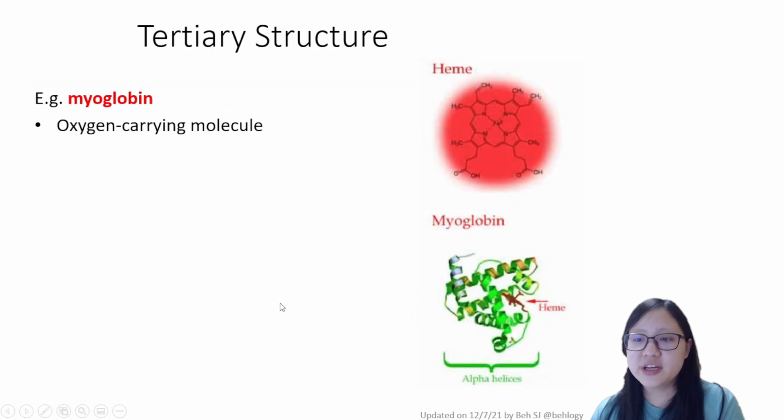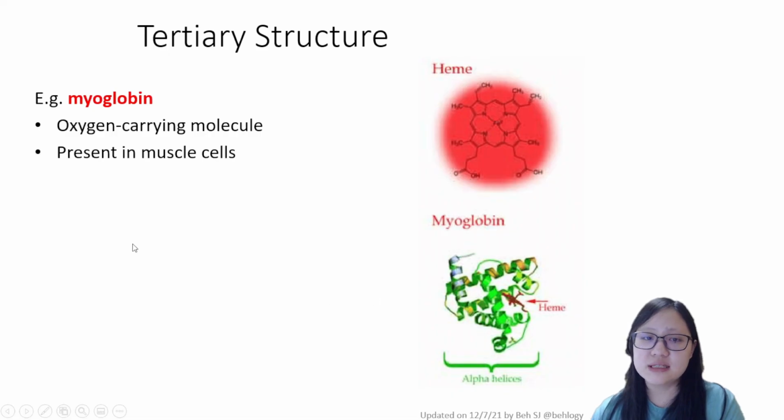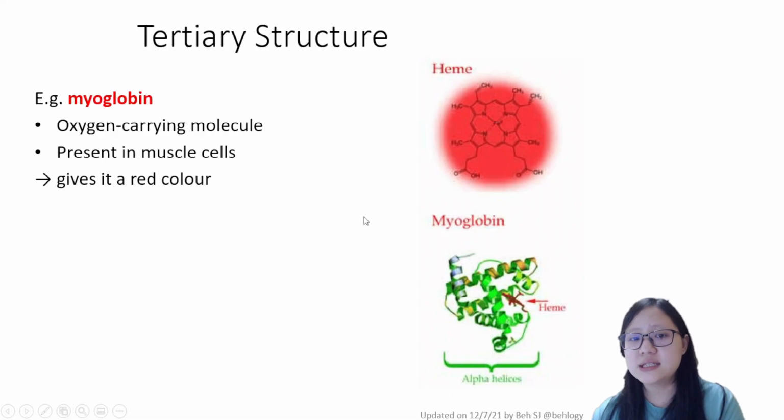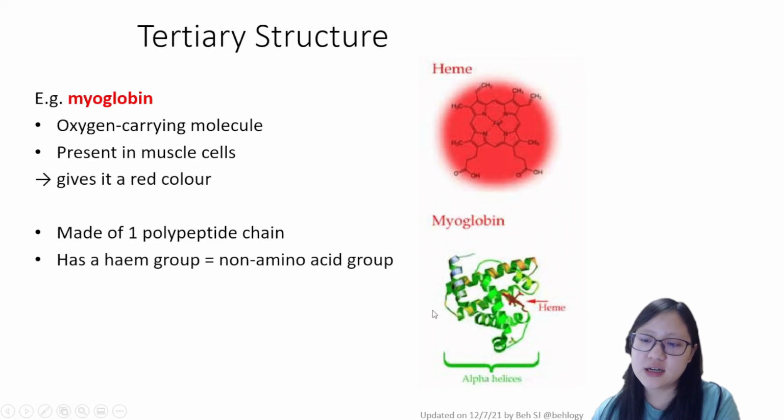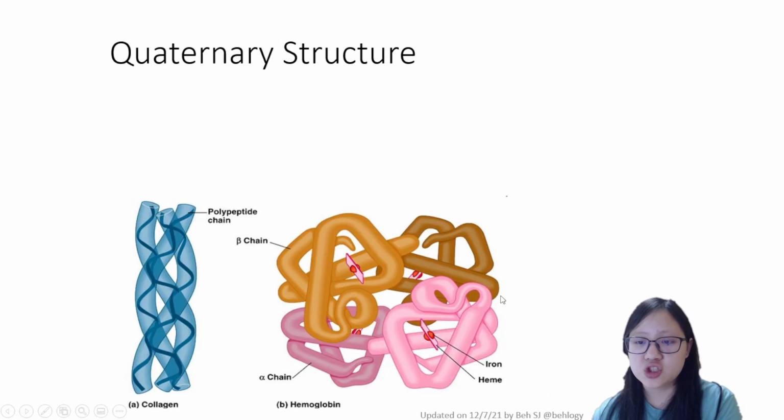Now, an example of tertiary structure would be myoglobin. This is a protein which carries oxygen. It's present in muscle cells and gives it a red color. Imagine like beef. Beef has a lot of myoglobin, that's why it's considered a red meat. It appears red. And it's made out of one polypeptide chain only. And as you can see here, it's a very cute 3D structure made out of coils and foldings, and has even a heme group, which is a non-amino acid group, which can bind oxygen in the muscle.